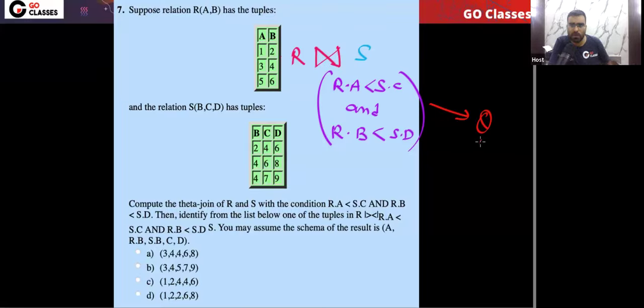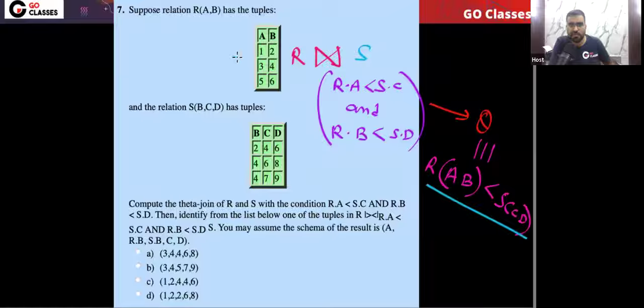Yes or no? You can say that this RAB should be less than SCD. Yes or no? So like this you can understand that this must be less than this one. Is this clear? 1 2 is less than 4 6. Yes, that is correct. So you can easily see that this will pair with this one. 1 2 will pair with 6 8 also.